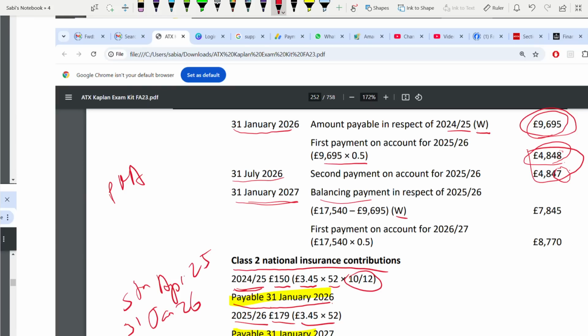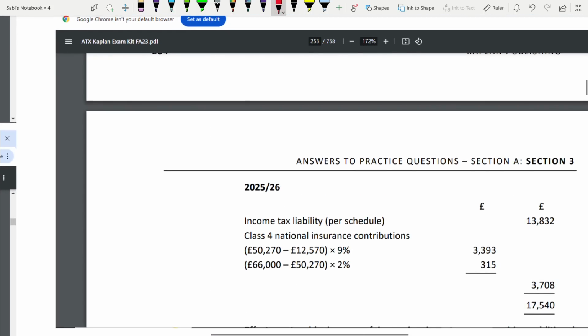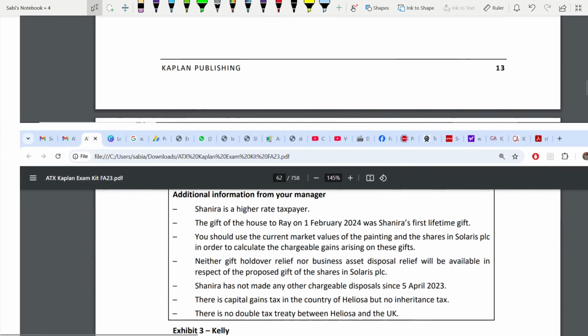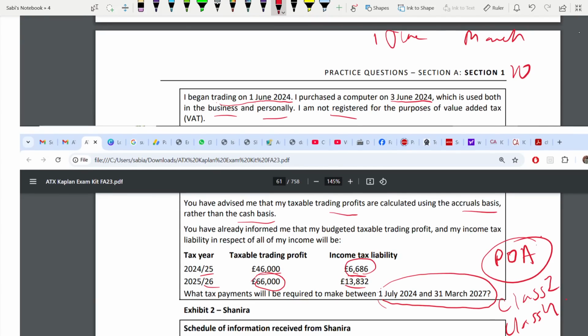So now there is a working for it. Come here. Income tax already they have given you. On that, this was your taxable income, 66,000. You see 66,000. And this was your income tax. So 66,000 is above the upper threshold also.